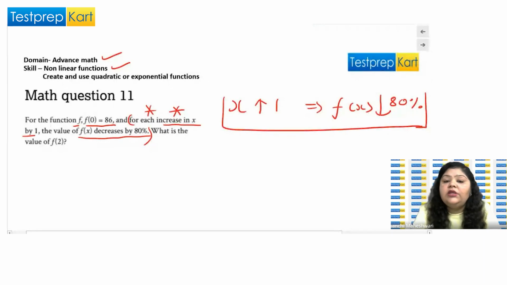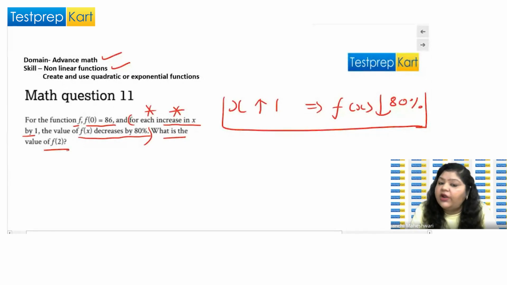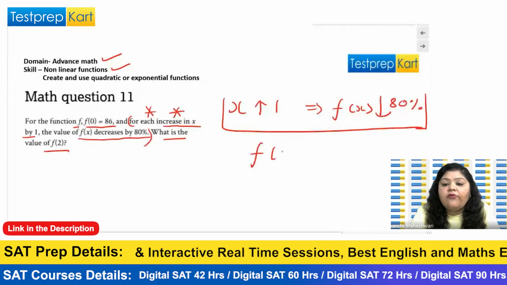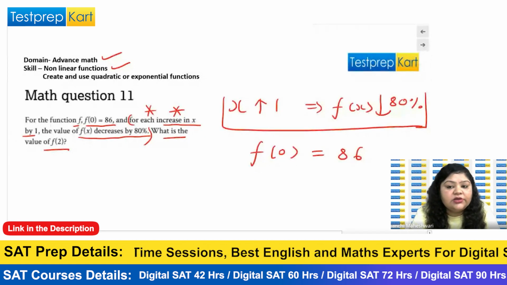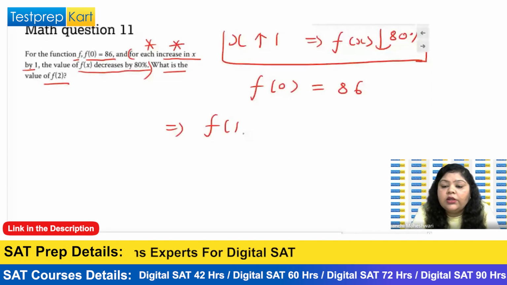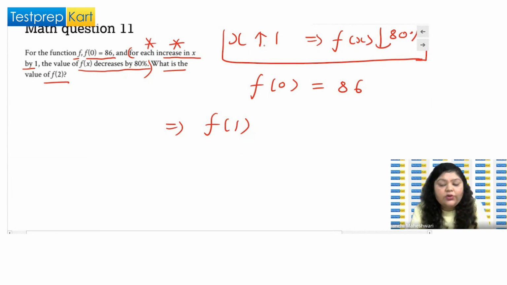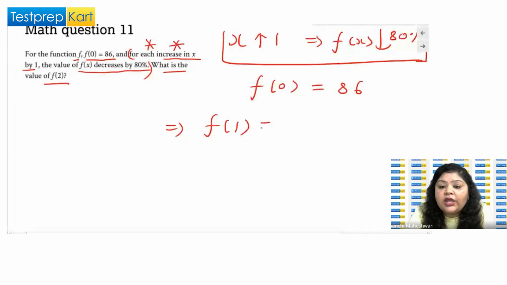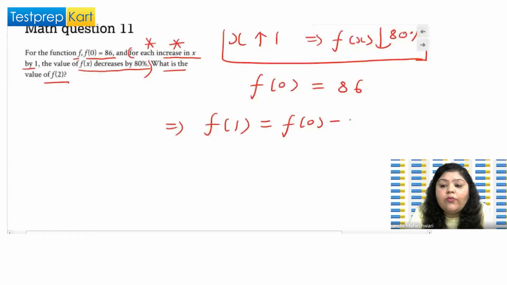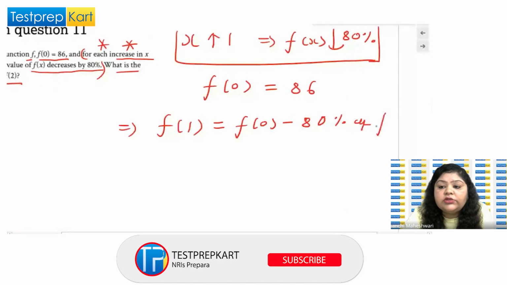In such a scenario, the question is asking for the value of f of 2. That's what you have to find out. Now see guys, if I have the value of f of 0 as 86, in the same fashion, can I find out the value of f of 1? You tell me, because the question says if I increase the value of x by 1, the function value will decrease by 80%. That means if the value of x becomes 1 instead of 0, can I say it would be f of 0 minus 80% of f of 0? That's the meaning of this given statement, right?